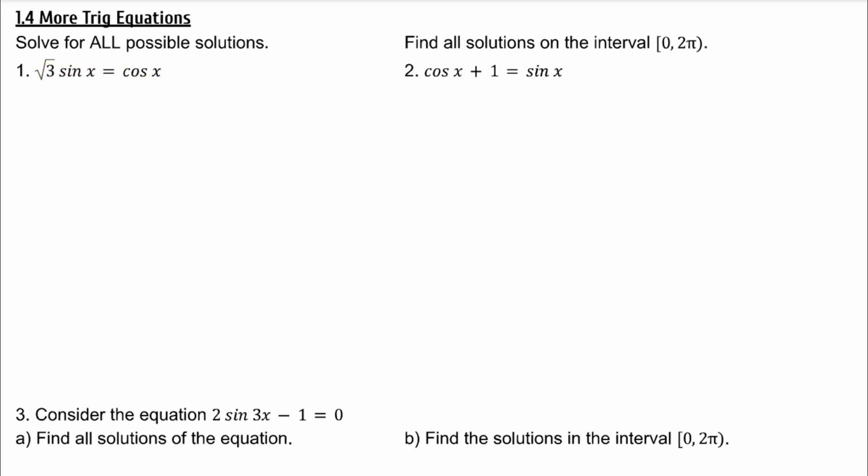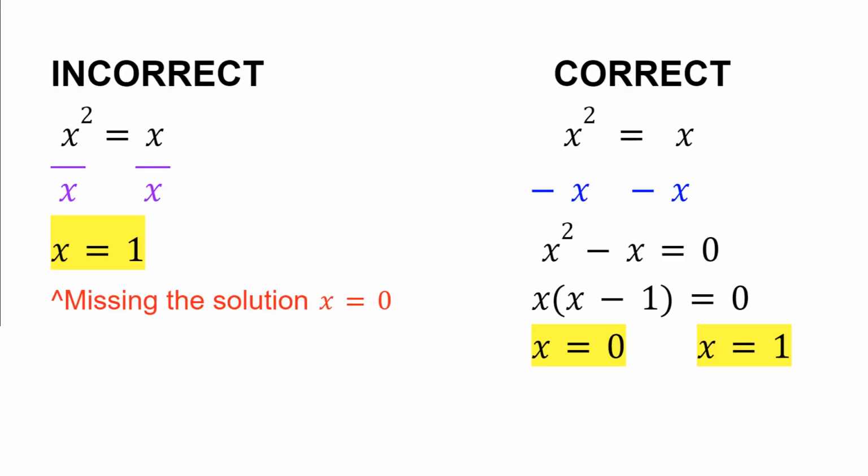In this specific situation only, we can use the quotient identity that tan x is equal to sine x over cosine x by dividing both sides by cosine x. We are not usually allowed to divide both sides by a variable because we'd be losing a solution. You can see in the algebra example shown that if we divide both sides by x, we will not get the solution x equals 0 like we do when we correctly solve by factoring and zero product property.